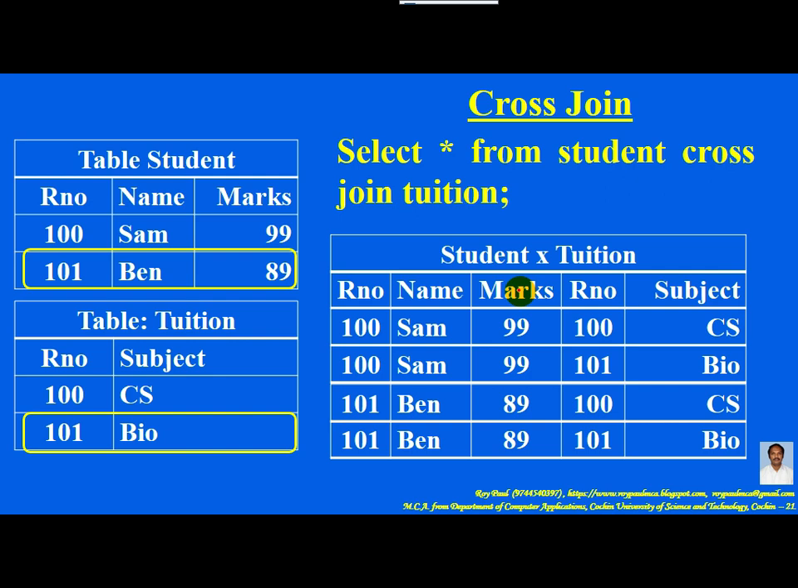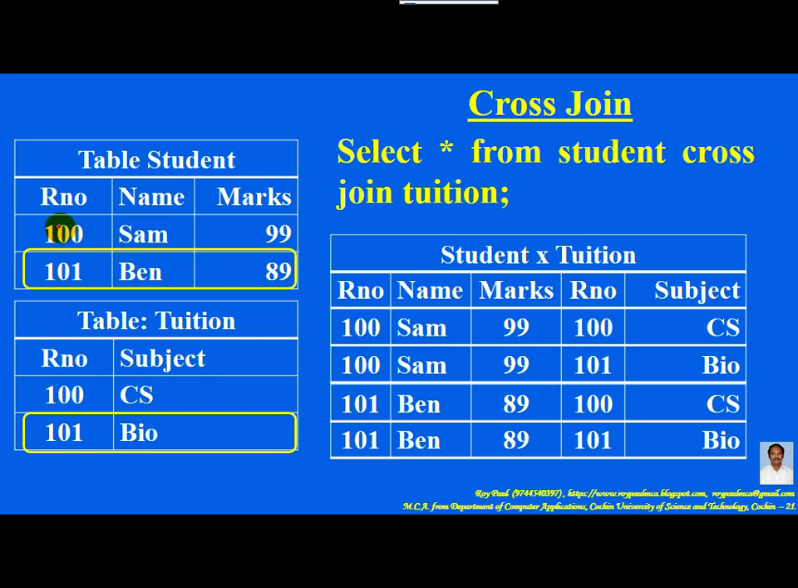A few interesting properties are there. For the first table, 3 columns are there. For the second table, 2 columns are there. The resultant table will contain 3 plus 2, 5 columns. Number of columns is known as degree of a table. So for the first table, the degree is 3. For the second table, the degree is 2. For Cartesian product, the degree will be 3 plus 2, 5.